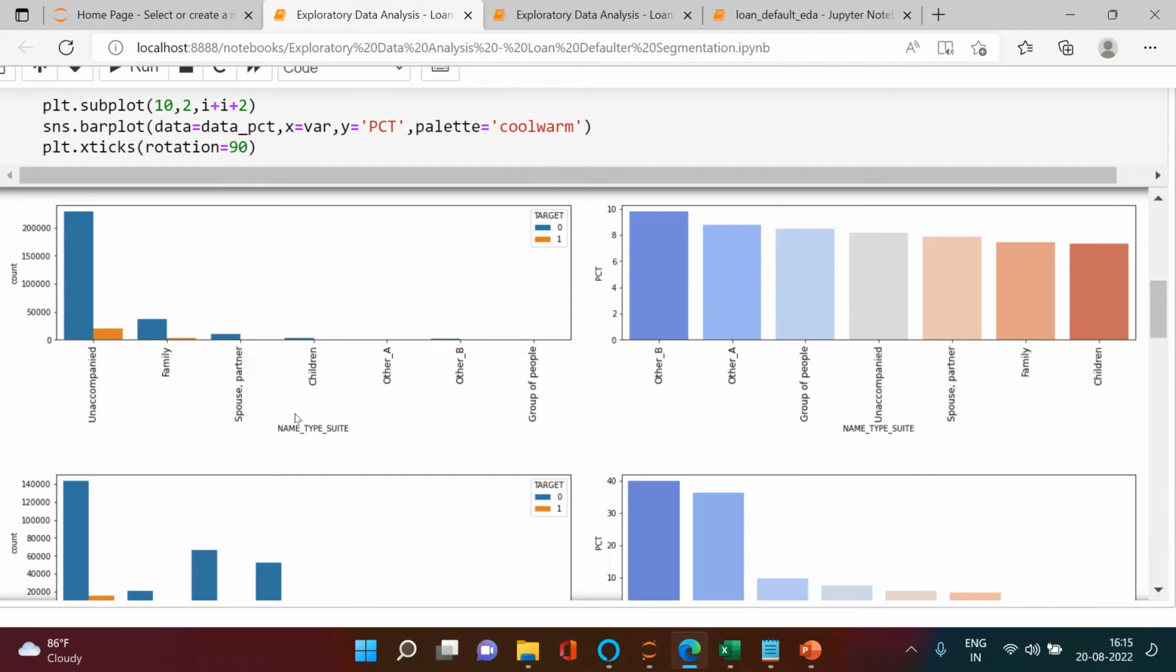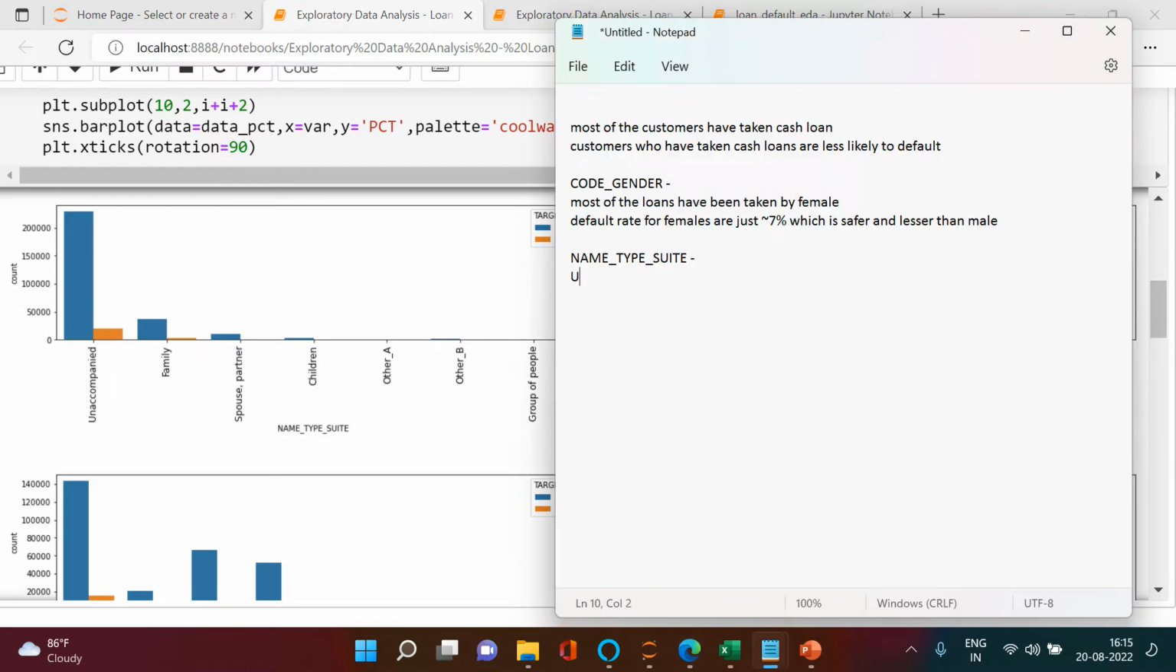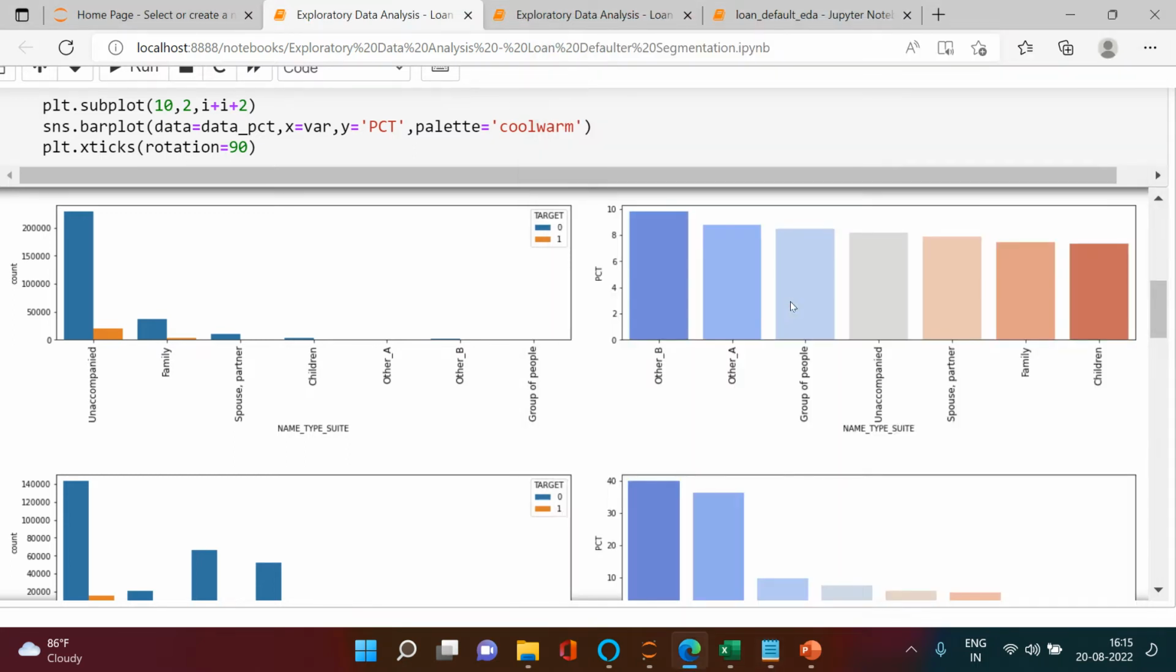Okay, so over here most of the time unaccompanied people had taken most of the loans, and the default rate is approximately 8.5 or 9%. Okay, that's what the default rate is, which is still safer, which is still okay. All right, now let's move to the next variable.